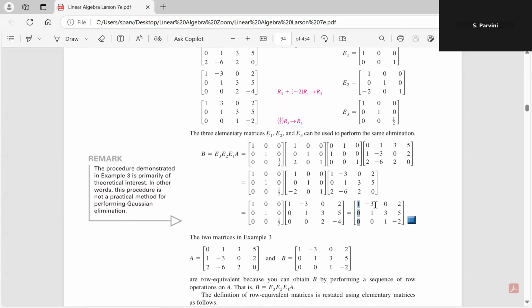Now, look at this matrix and look at this matrix. You see how they look the same? This is matrix B. So matrix B is in Gaussian form. So he wanted just to get Gaussian form.